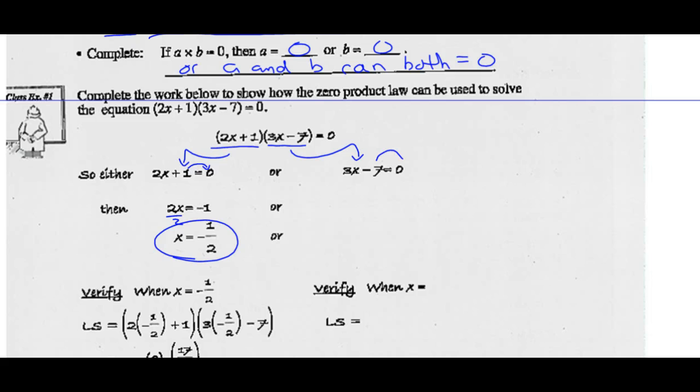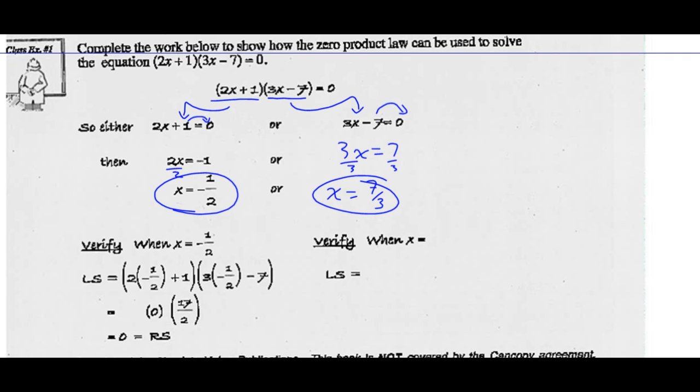Over here, I'm going to add 7 to both sides. So 3x could equal 7. And then I'm going to divide both sides by 3. So x could equal 7/3. So x could equal negative 1/2 or x could equal 7/3.